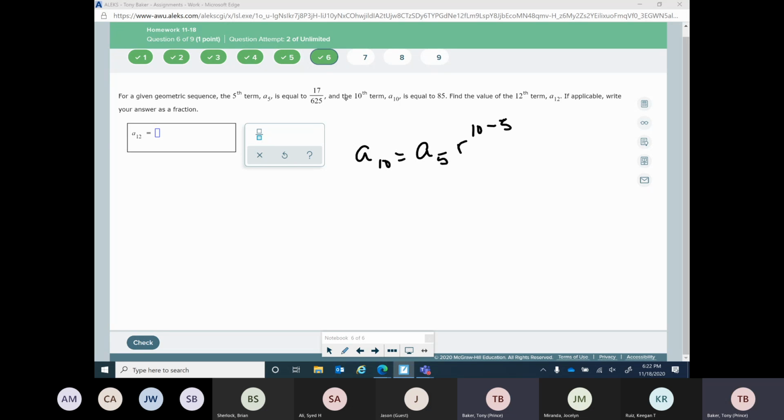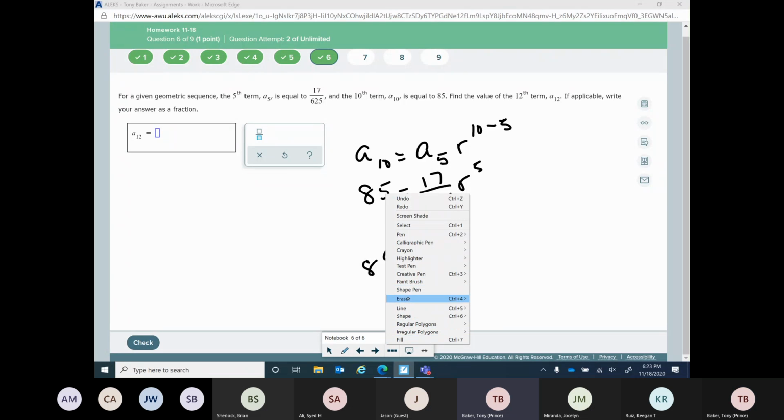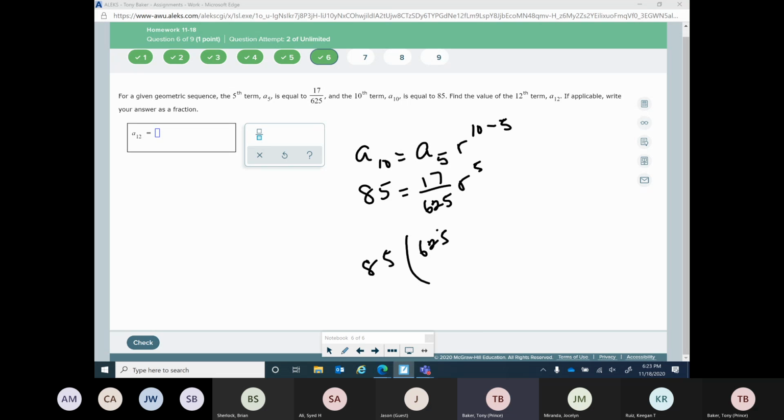So the 10th term is 85. The 5th term is 17 over 625. I don't know r, and it's to the 5th power, so I have the 5th root. So I have 85 times 625 over 17, all raised to the 1/5 power equals r.